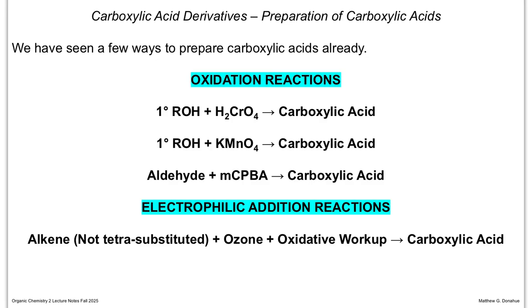So other reagents that we've seen to make carboxylic acids: primary alcohols using the Jones reagent. That was chromic acid. That takes a primary alcohol from oxidation state 1 to 3. Another reagent was potassium permanganate. And then, as we saw last time, an aldehyde with mCPBA as the Baeyer-Villiger.